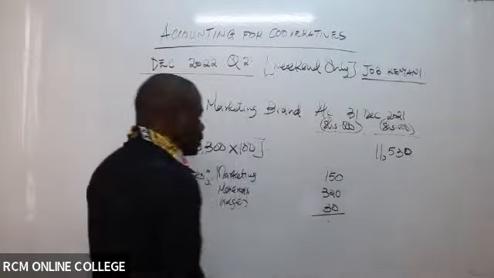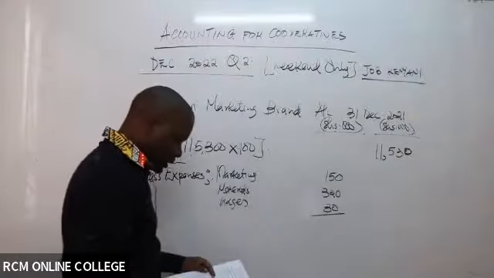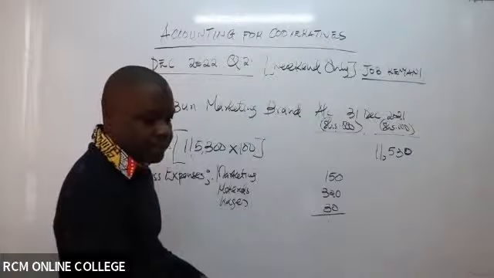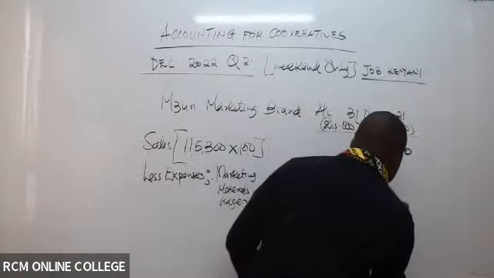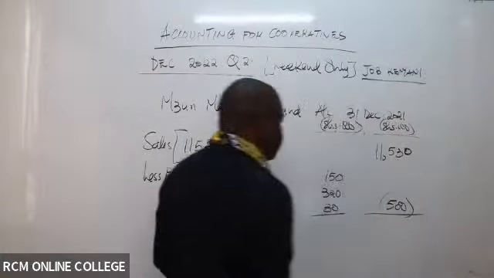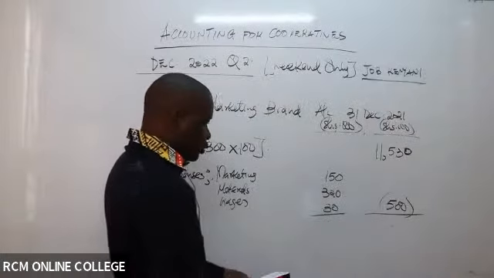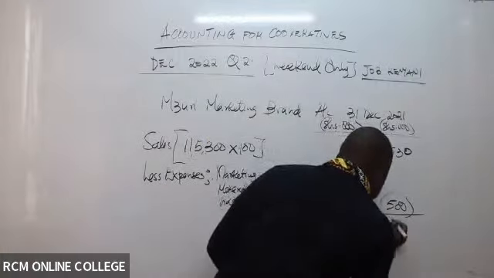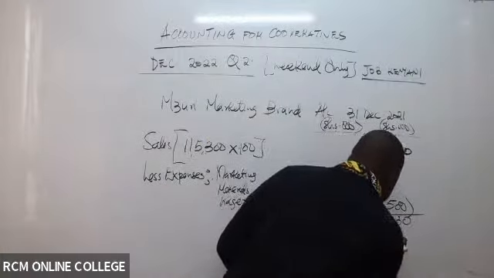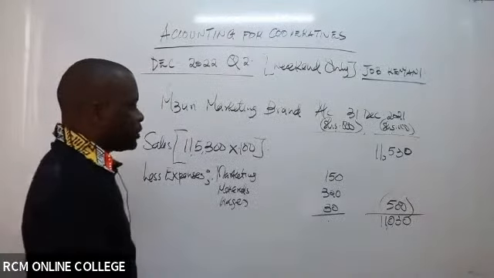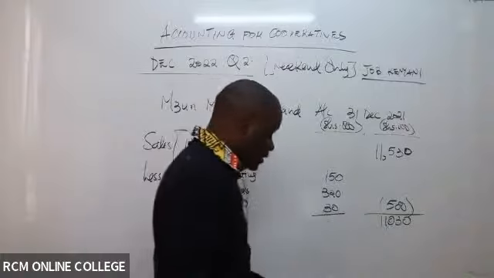So the total there you are getting how much? Is it 500 or something? So the total is actually 500. Then the difference, I think you'll get 11,030. It should be 11,030 or something.